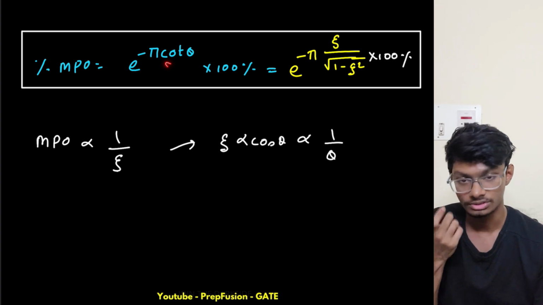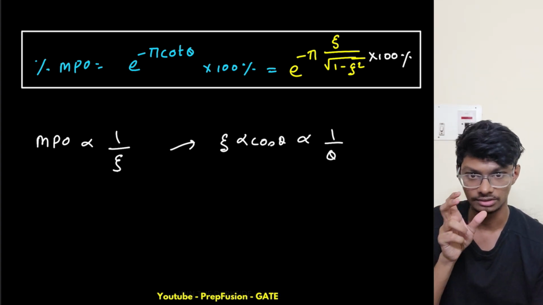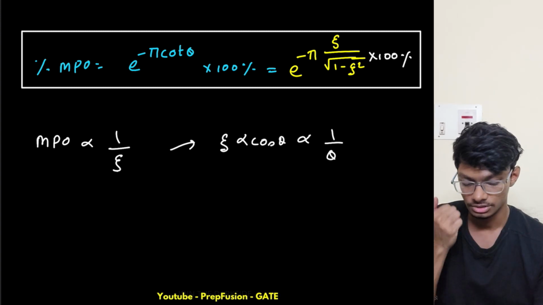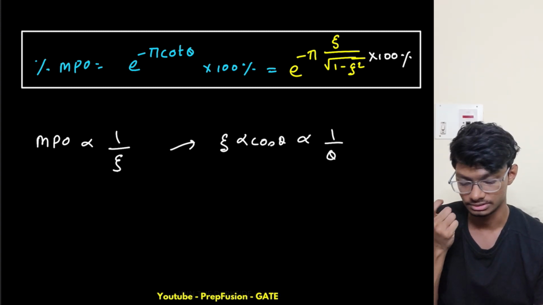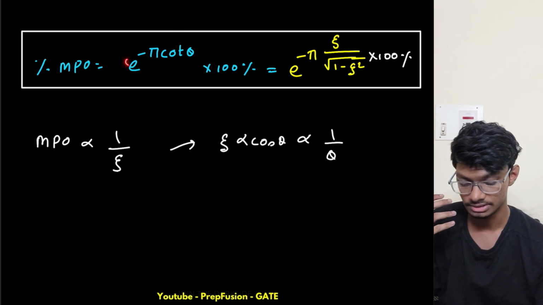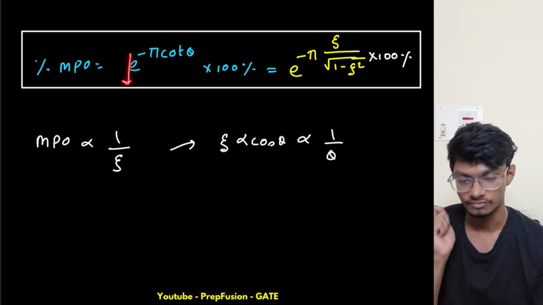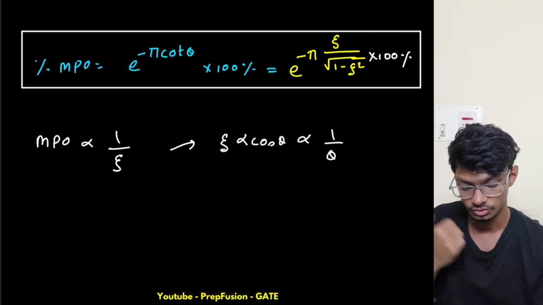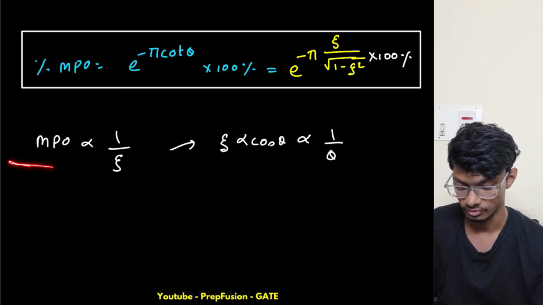So if cos theta increases, cos and sin are inverse of each other in terms of theta. So if cos increases, sin will decrease, right? So if cos increases and sin decreases, this term becomes larger, hence this negative exponential will further reduce, so my MPO will reduce. So if zeta increases, my MPO will reduce, so they follow the inverse law.